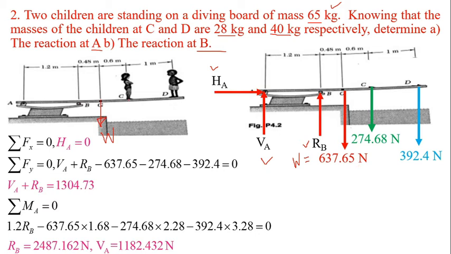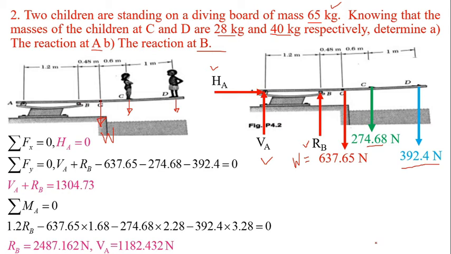Now, let us come to point C. At point C, a weight of 28 kg is acting. Children at C and D have masses 28 and 40. So, 28 kg is acting at point C in the downward direction. 28 into 9.81 is 274.68 Newton. Similarly, 40 into 9.81 at D is 392.4 Newton, and this is the complete free body diagram for the diving board.